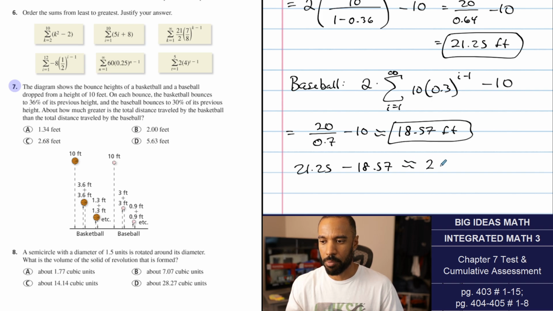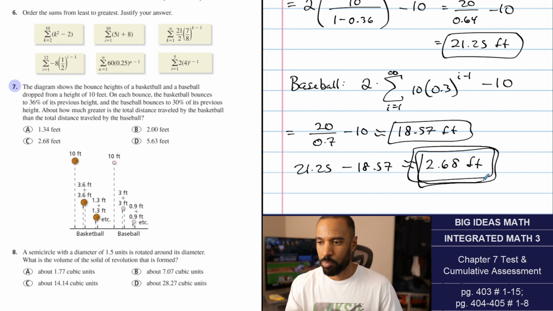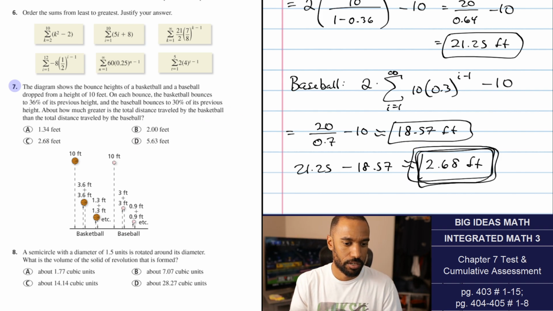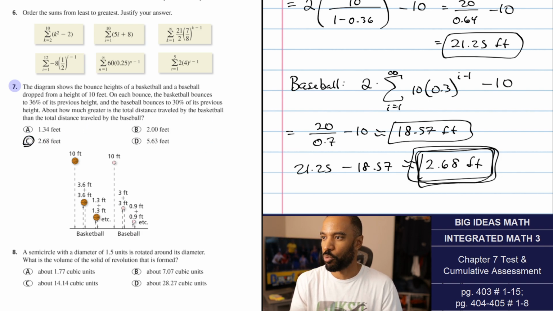I don't know what answers are up there. I hope I got it right. Let's see. Give me 1 second. I'll first box that. I'm confident it is 2.68 on there. There it is. C. All right. So C, around 2.68 feet.